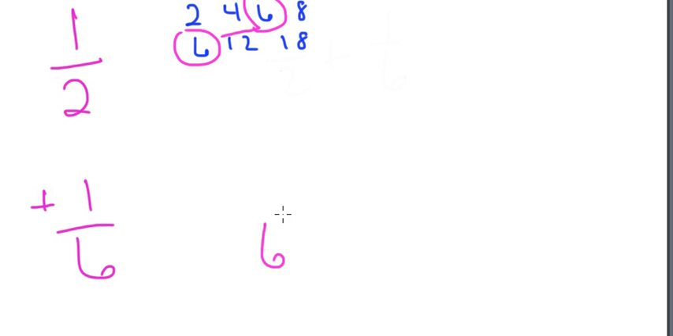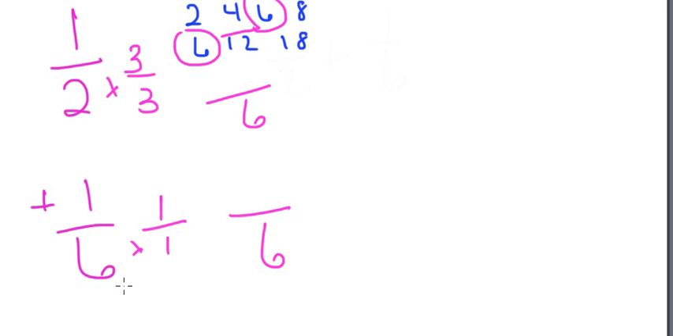I'm going to put a 6 in the denominator. I'm going to put a 6 in the denominator. And then I'm going to say, what times 6 will give me 6? That's going to be 1. So I have to put a 1 here. What times 2 will give me 6? That's going to be a 3. So I have to put a 3 here. 6 times 1 is 6. 1 times 1 equals 1. 2 times 3 equals 6. 1 times 3 equals 3.